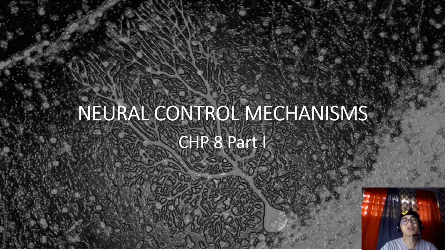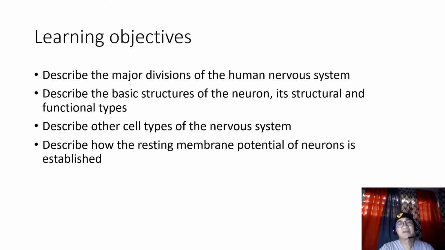And then we talk about the special property of charge separation across the membranes of neurons that enable it to generate signals, which we call here as membrane potential. At the end of this short video lecture, which is the part 1 of the nervous system, you're expected to describe the major divisions of the human nervous system, describe the basic structures of the neuron and its structural and functional types, describe the other cell types of the nervous system, and describe how the resting membrane potential of the neuron is established.